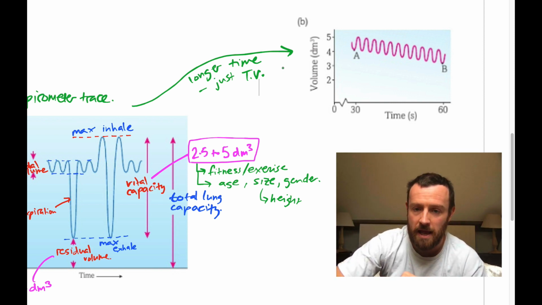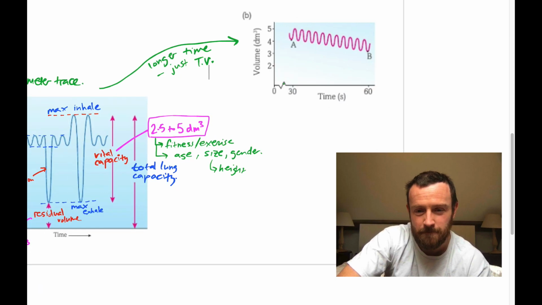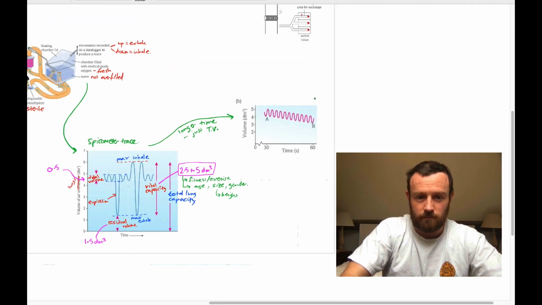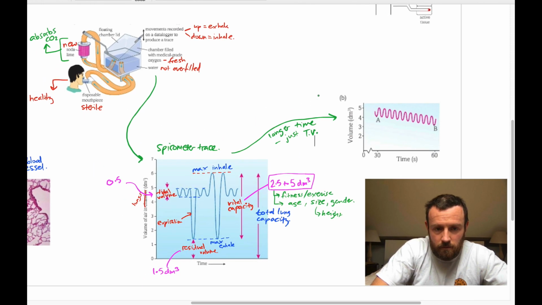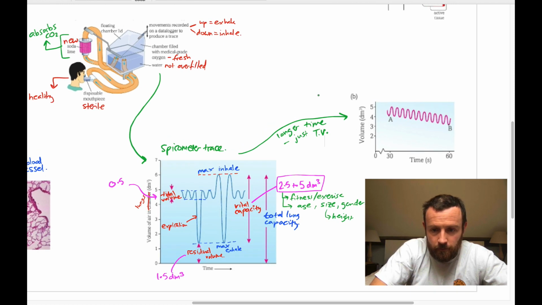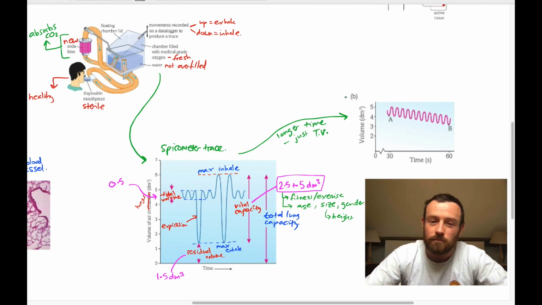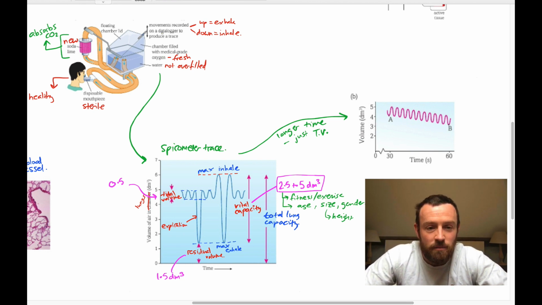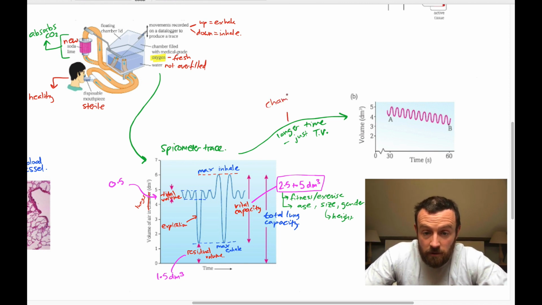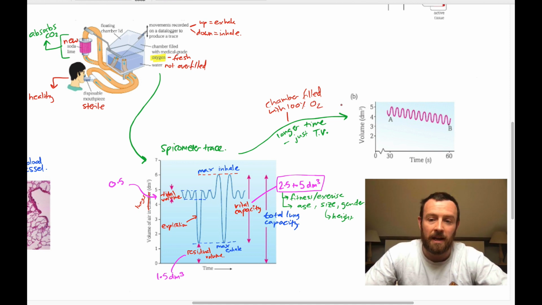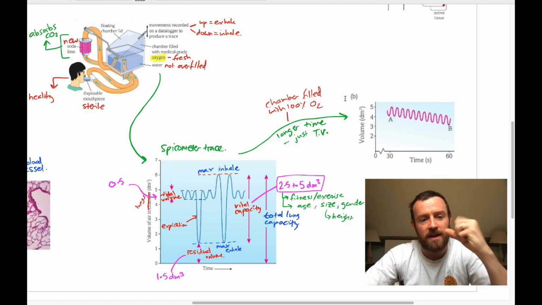So what's going on here? Well, I'm going to zoom out a little bit, okay? Okay, so in this scenario, we're talking about the chamber would be filled with oxygen to do this sort of kind of experiment. Okay, so chamber filled with 100% O2 at the beginning.